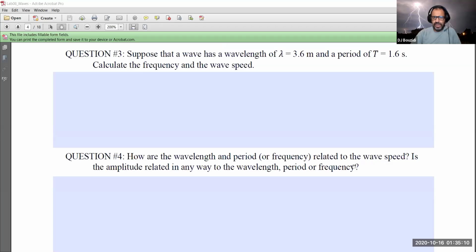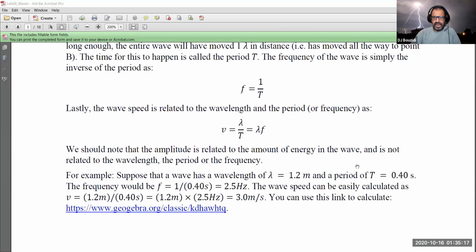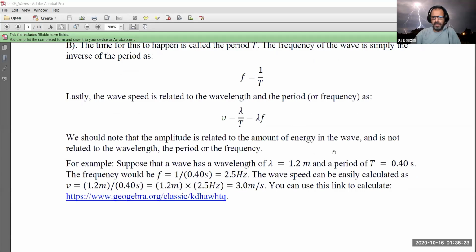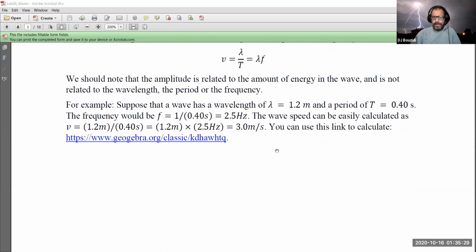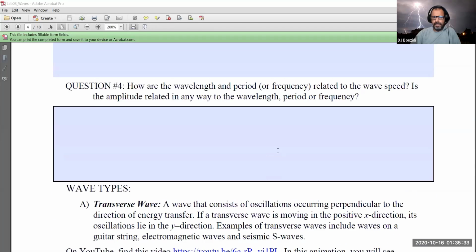And is the amplitude related in any way to the wavelength, period, or frequency? Look at this expression. The symbol for the amplitude is capital A. Do you see it anywhere in here? Is it related to it or not, according to what we see? There are two parts to this question also. I want somebody to confirm: is the answer going to be yes, it is related, or no, it's not related to the wavelength, the period, or the frequency?